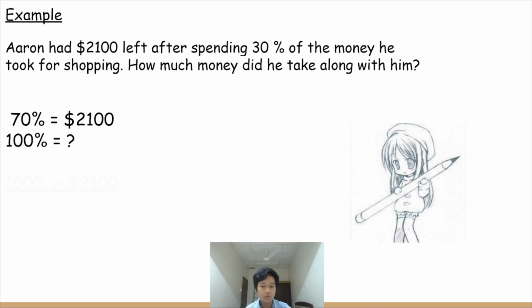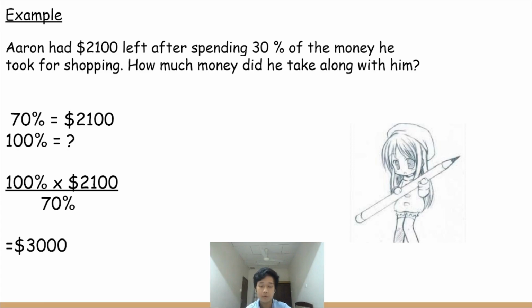To do so, we use 100% times $2,100 and divide it by 70%. Since it's stated that Aaron spent 30% of the money, meaning that Aaron now has 70% of the money that he started with, and so the answer is $3,000.